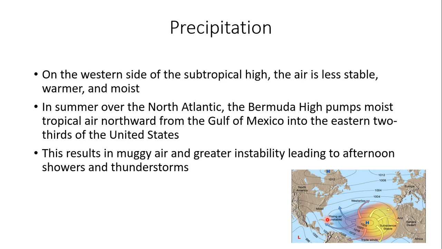So that's that moist tropical air coming northward from the Gulf of Mexico into the eastern two-thirds of the United States. So sticky, hot days are due to the circulation around this Bermuda High, maritime tropical air masses. This results in muggy air and greater instability, and often along the eastern U.S., due to this maritime tropical air mass being in place, you get afternoon showers and thunderstorms.